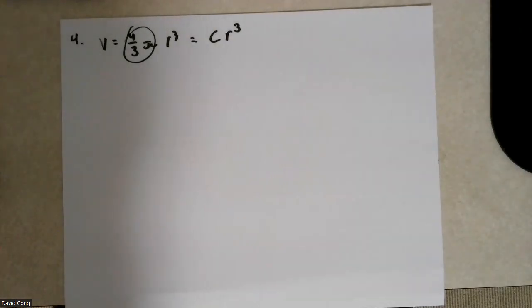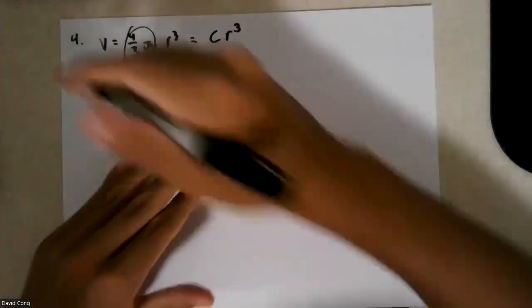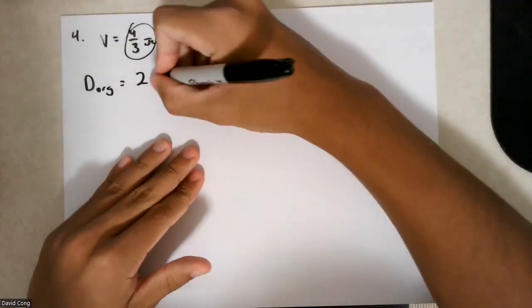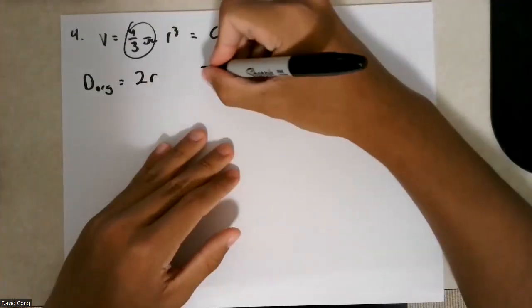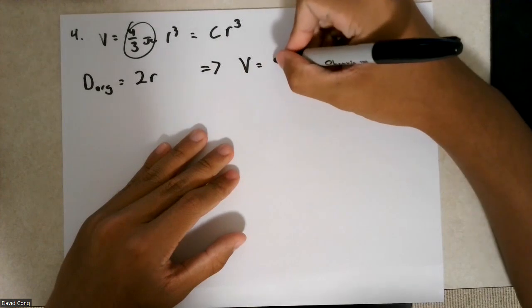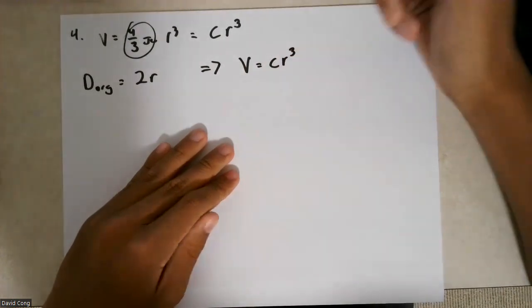So let's start with the original sphere. Let's say the original sphere has a diameter of 2r. So it's nice. So that tells us our volume is equal to C r cubed.